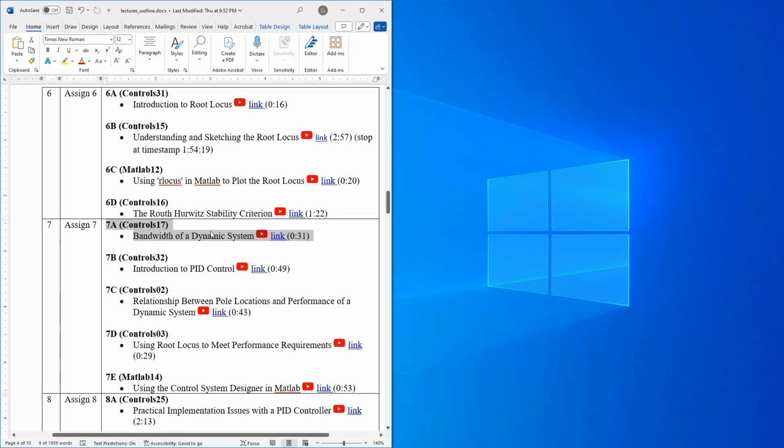So this is relevant now as we're designing closed loop control systems. We're going to want to make sure that we meet various performance criteria, including the bandwidth of a dynamic system. So that's what I want to talk about right here in this first discussion.